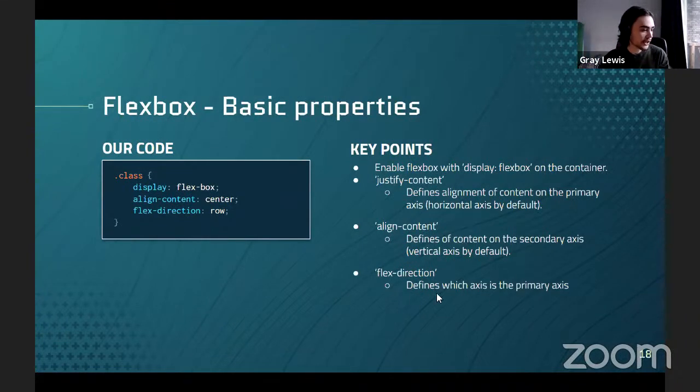And then we use flex direction to actually define which axis is primary and which one is secondary. So it comes down to whether you really want a row of items or a column of items. And then we can define both how those items are distributed on the primary axis, so vertically in a column or horizontally in a row, and also on that secondary axis.